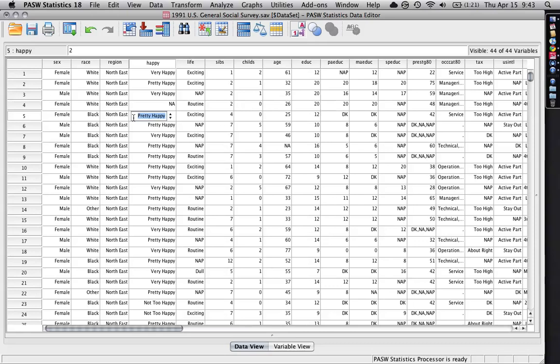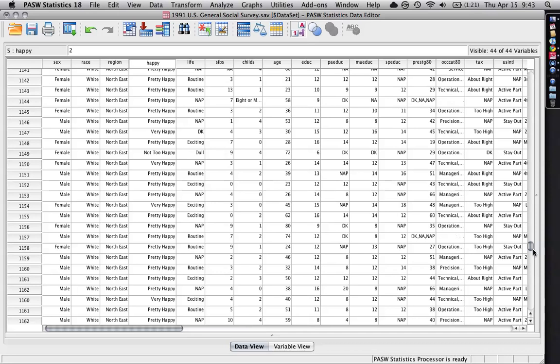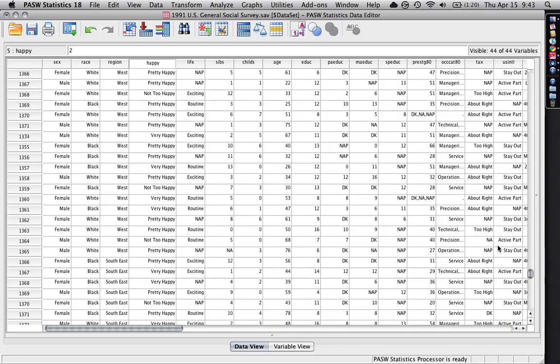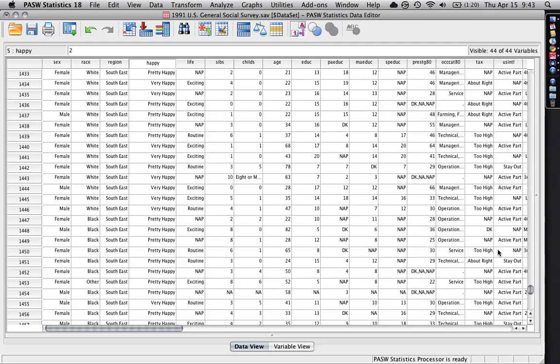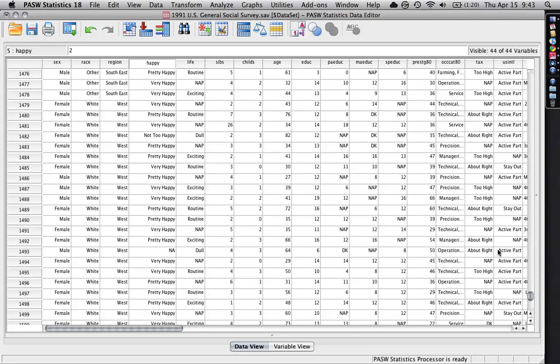statistical program. I'm going to be using a data set that exists already in PASW as a sample. It's called the 1991 U.S. General Social Survey. By the way, that's a survey that's done every year, and it's a fabulous data set. It's got a large nationally representative sample, and I believe, how many cases do we have in this one? If I scroll way down, we've got over 1,200. I think we have 1,500.